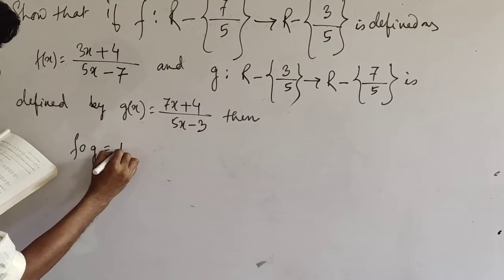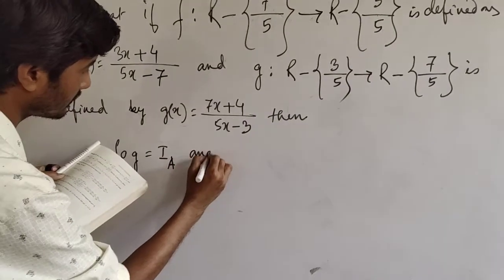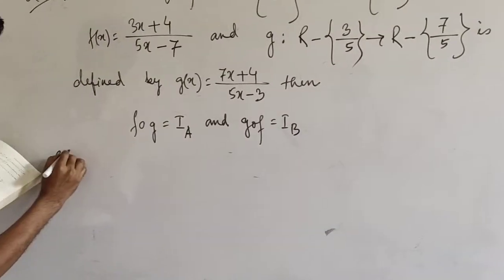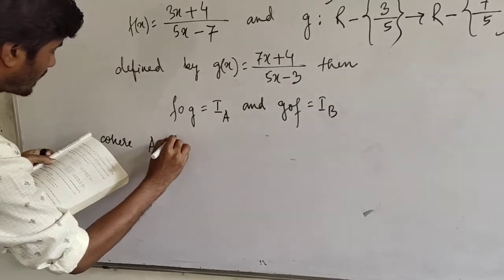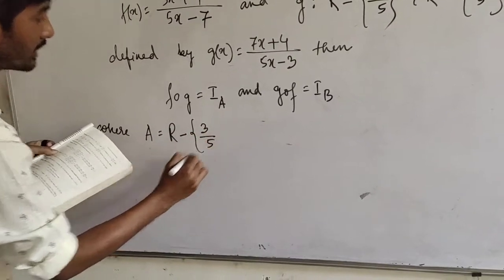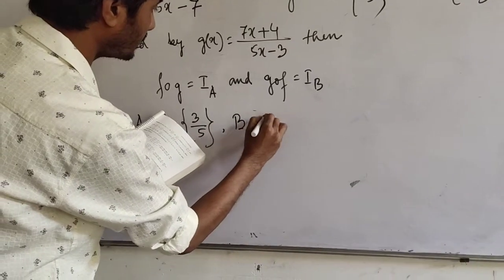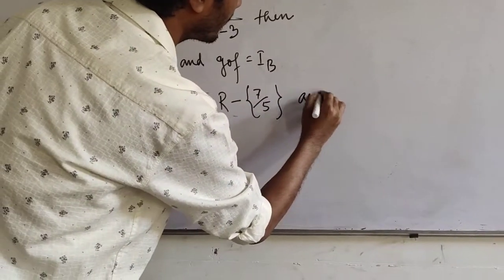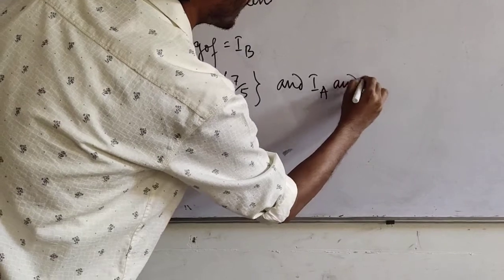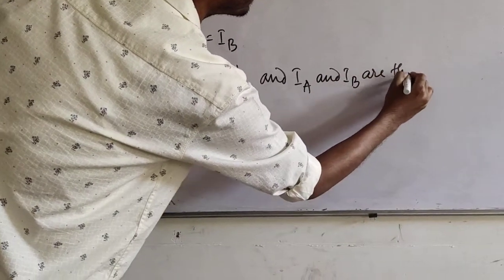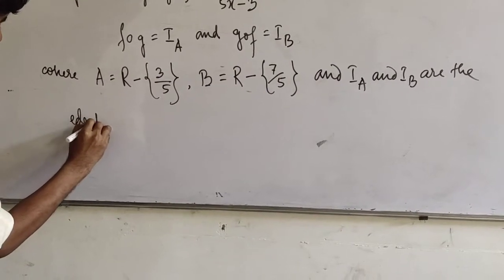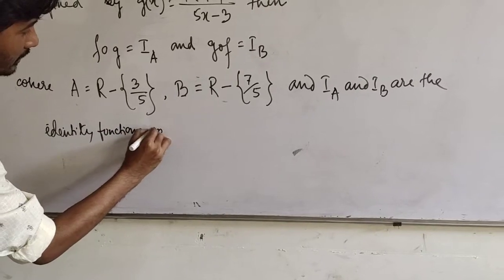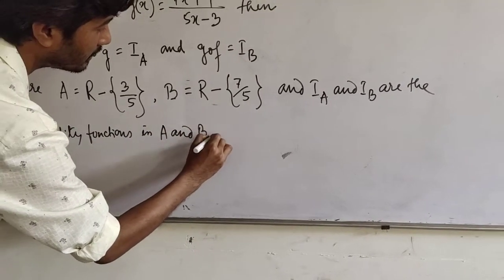FOG is IA, and GOF is IB, where A is the set R minus 3 by 5, B is the set R minus 7 by 5, and IA and IB are the identity functions in A and B respectively.